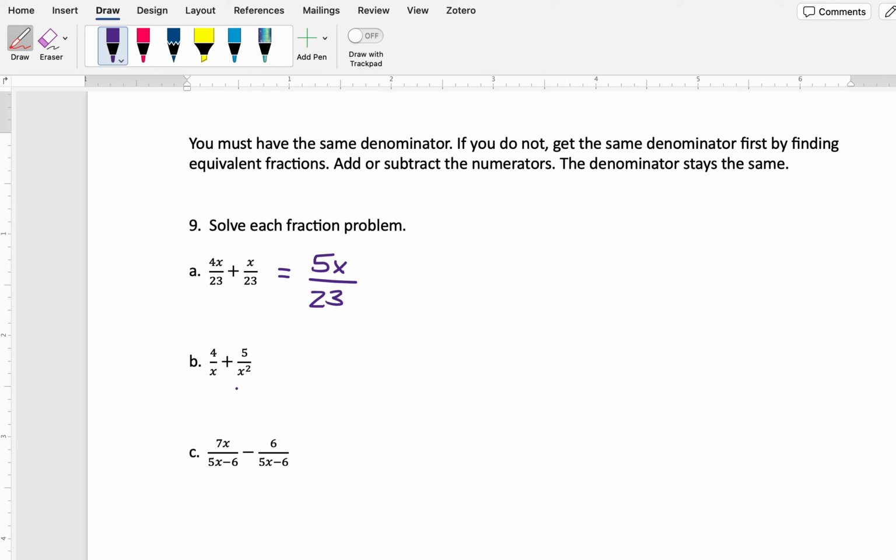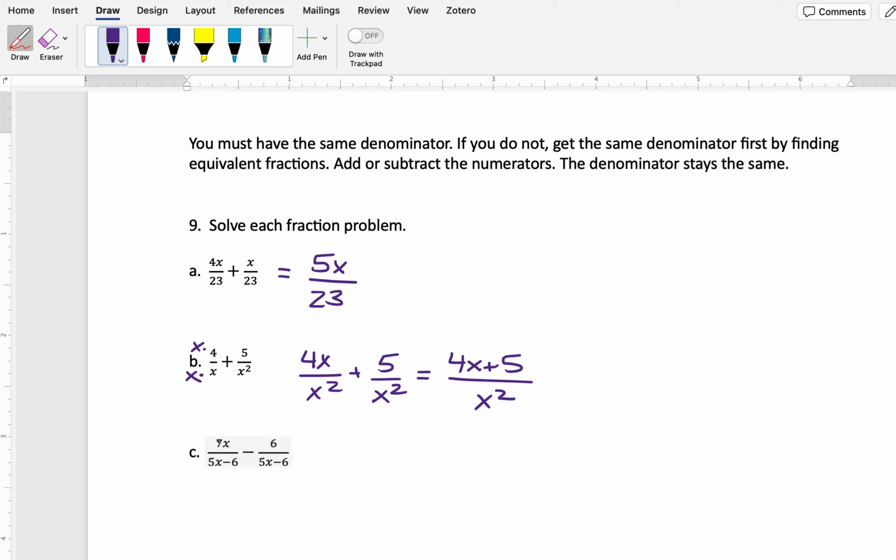Looking at part B, do I have the same denominator? No. I have x and I have x squared. So to get a common denominator, I'm going to multiply the first fraction by x because I know that x needs to be multiplied by x to get x squared. So that's going to give me 4x over x squared plus 5 over x squared. And now that I have common denominators, I can add the pieces together. 4x plus 5 over x squared.